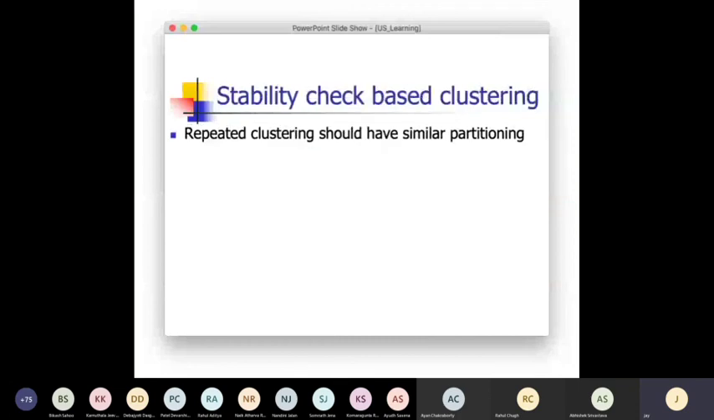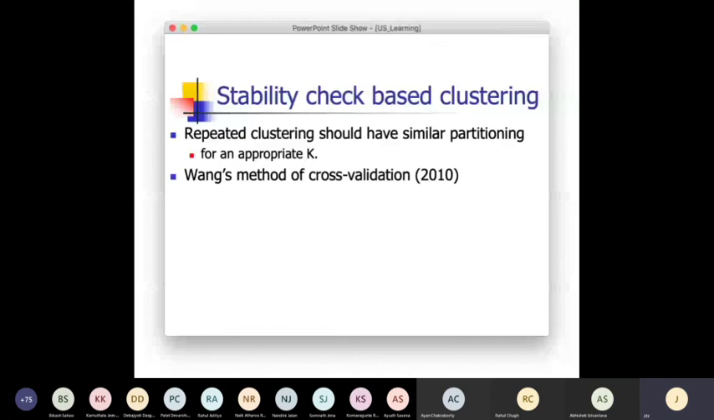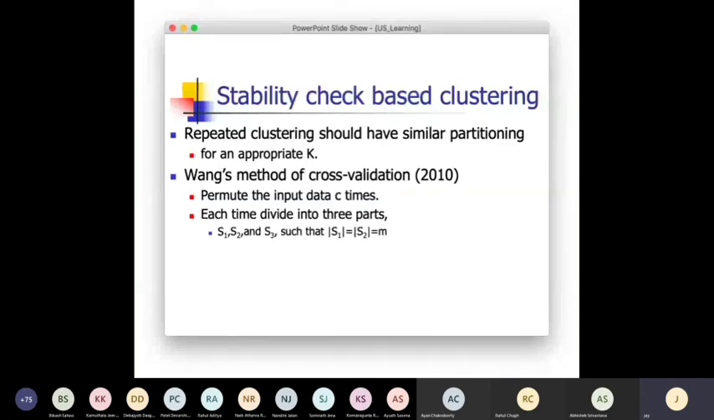And there are methods like stability check-based methods. What I discussed was repeated clustering. The principle is that repeated clustering should have similar partitioning, of course, for an appropriate k. One of the methods in this approach is called the Levine method, by the name of the corresponding researcher. What it does is it permutes the input data C times, and each time you divide it into 3 parts like S1, S2, S3. This is basically a procedural method. It defines a procedure, and based on that, this measure is used as a function of k, and you determine the value which gives you the desirable feature.